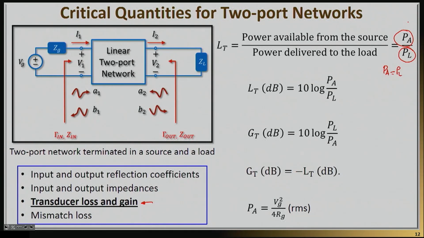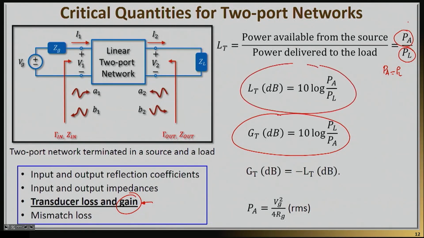But if this thing is an amplifier, then clearly the power that goes to the load should be much higher than the power coming from the source. In that case, it makes sense not to talk about transducer loss, but rather transducer gain, which is exactly the opposite. As you will see here, GT, the transducer gain, is PL over PA, while transducer loss is PA over PL. And of course, one is the negative, in dB, of the other.